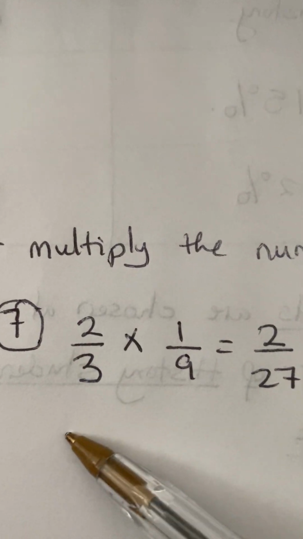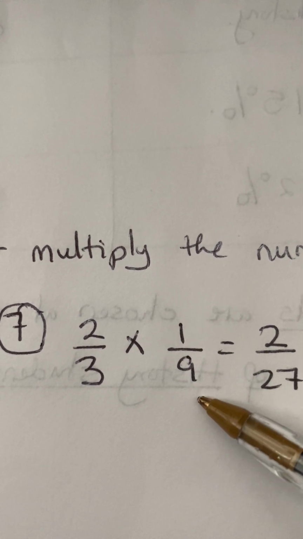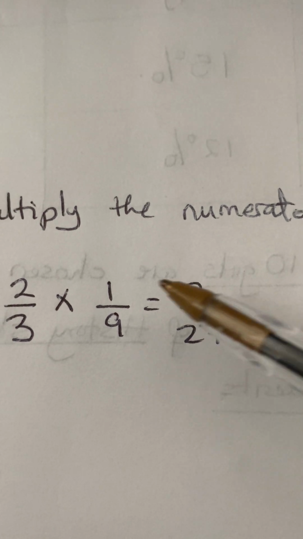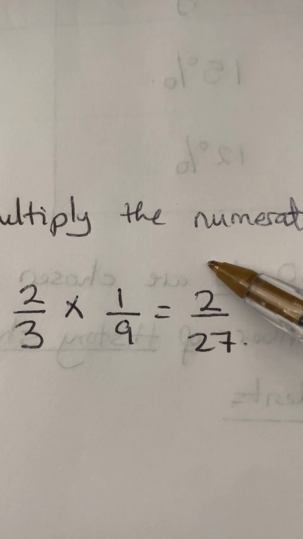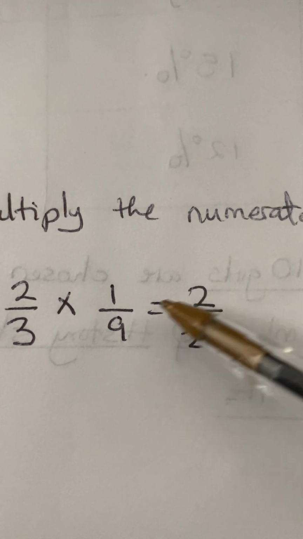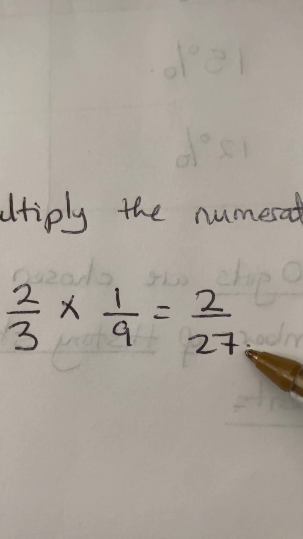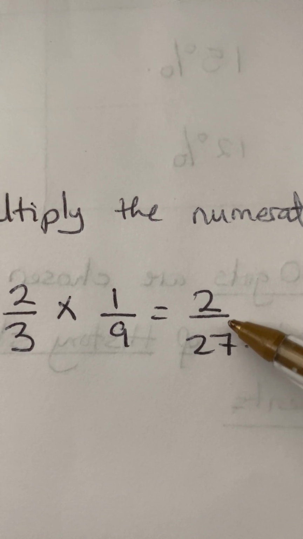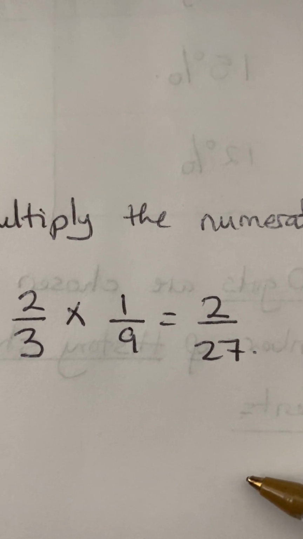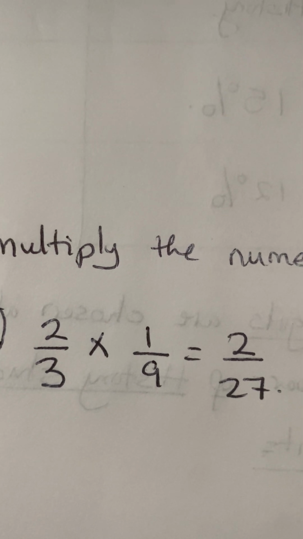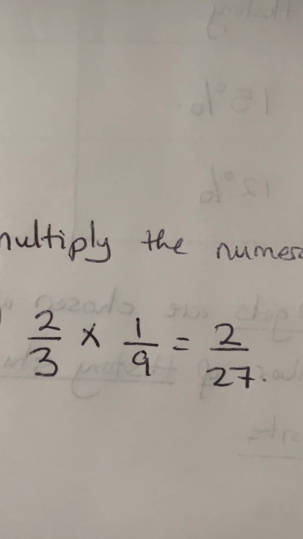The last one, 2/3 times 1/9. So 2 times 1 is 2. That is the numerator, the top part. 3 times 9 is 27. We can't reduce it any further, so that will be our answer. So basically, that is our starter. That is our warm-up.